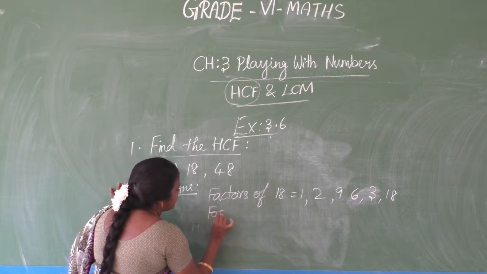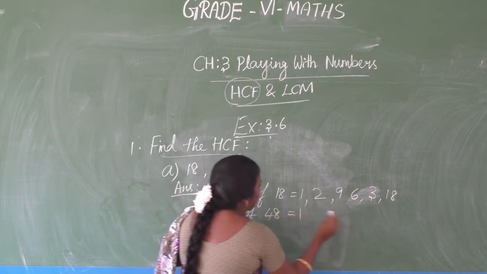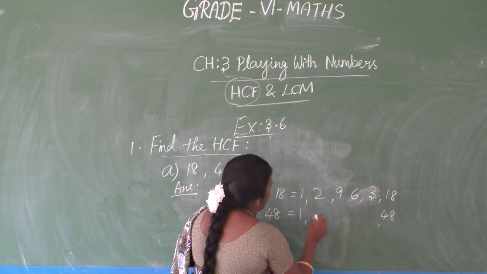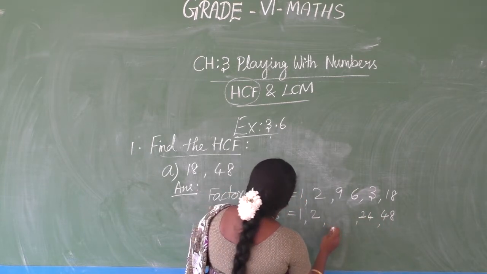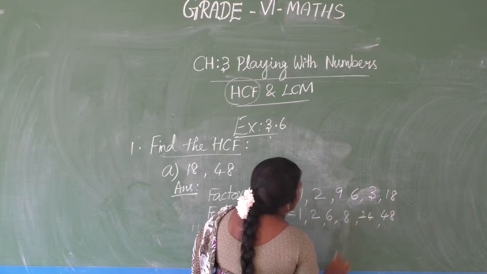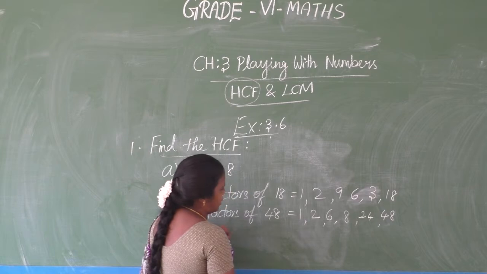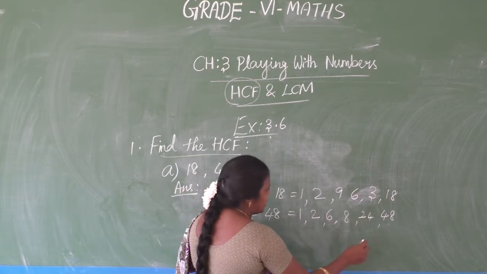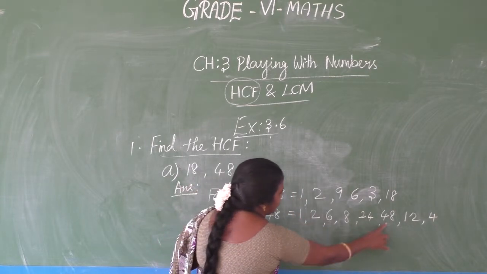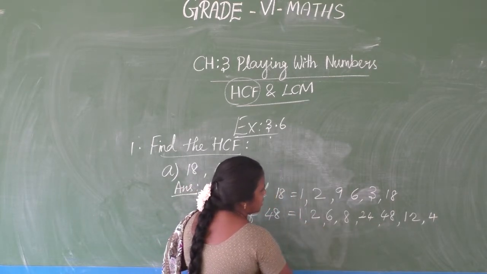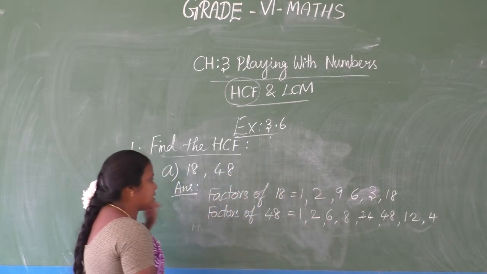Factors of 48. 1 48 is 48, 2 24s are 48, then 6 8s are 48. 12 4s are 48, that is also correct. So 1 48, 2 24s, 4 12s, 6 8s. So these are the factors of 48.